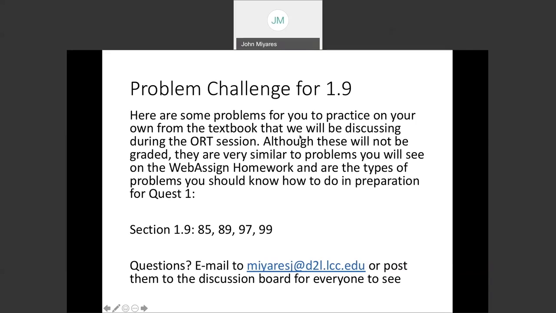the odd numbered problems. Of course, if you do come up with questions about this material that you would like to pose before our next class, remember you can either email them to me at miaresj@d2l.lcc.edu, or you can post them to the discussion board under the general questions and items to share forum.